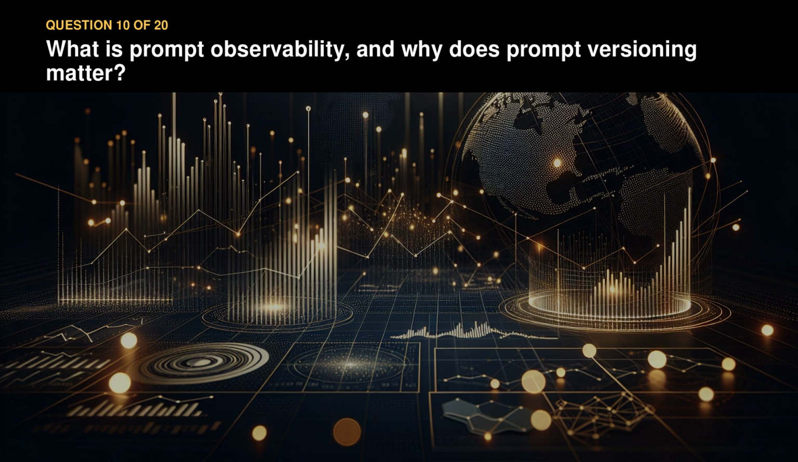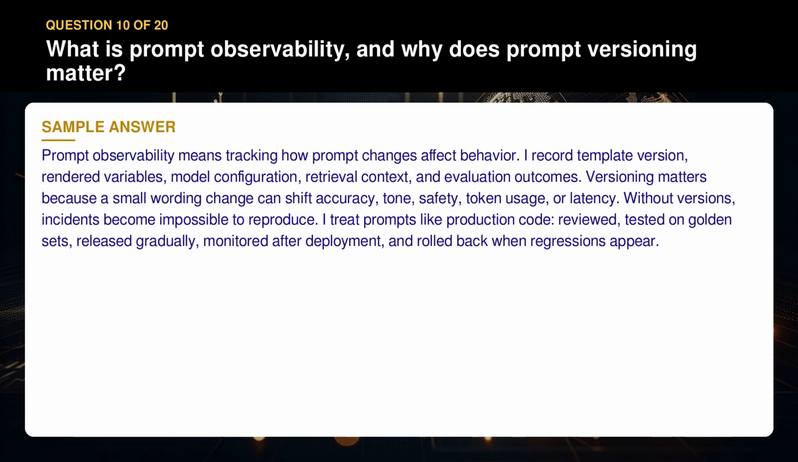Question 10. What is prompt observability, and why does prompt versioning matter? Prompt observability means tracking how prompt changes affect behavior. I record template version, rendered variables, model configuration, retrieval context, and evaluation outcomes. Versioning matters because a small wording change can shift accuracy, tone, safety, token usage, or latency. Without versions, incidents become impossible to reproduce.